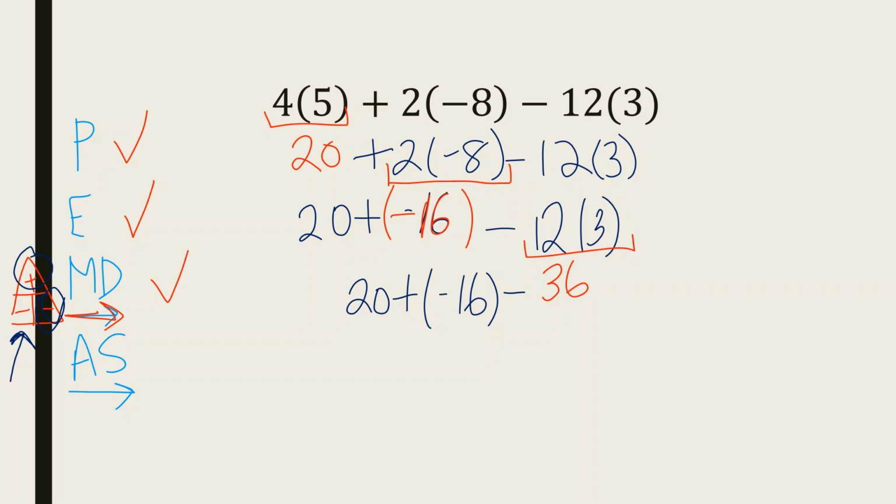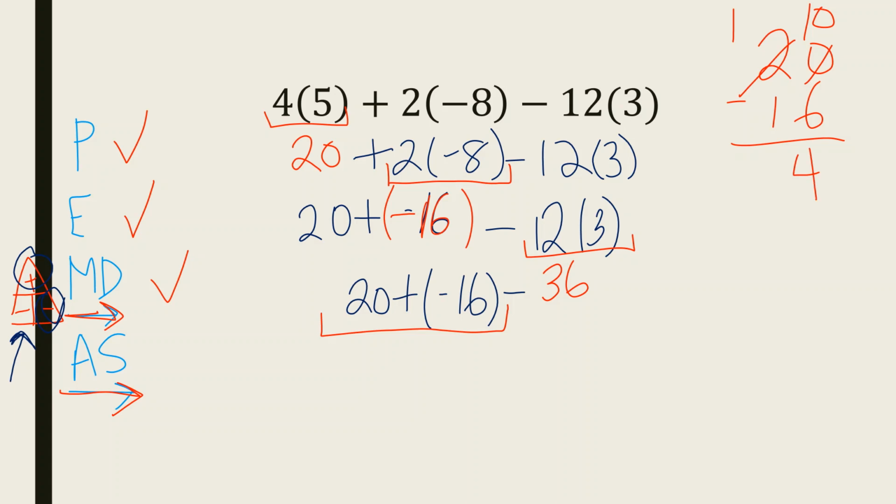Now we need to add and subtract. We have to also do it from left to right. So first we have to add 20 and -16. Remember, we have two different signs of integers. We have a positive 20 and a -16. So since they're different, we need to subtract 20 minus 16. We need to borrow from the 2 and regroup our ones. 10 minus 6 is 4. 1 minus 1 is 0. So our sum is 4.